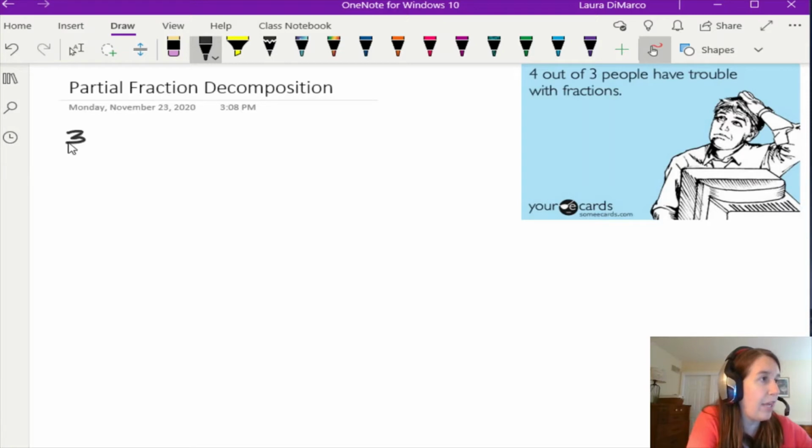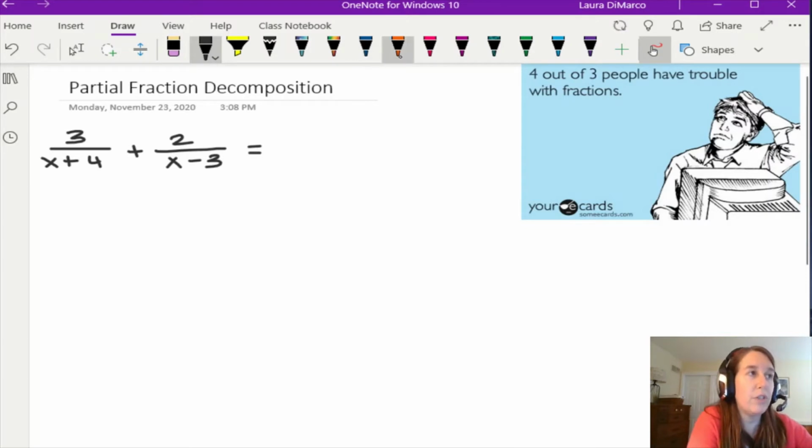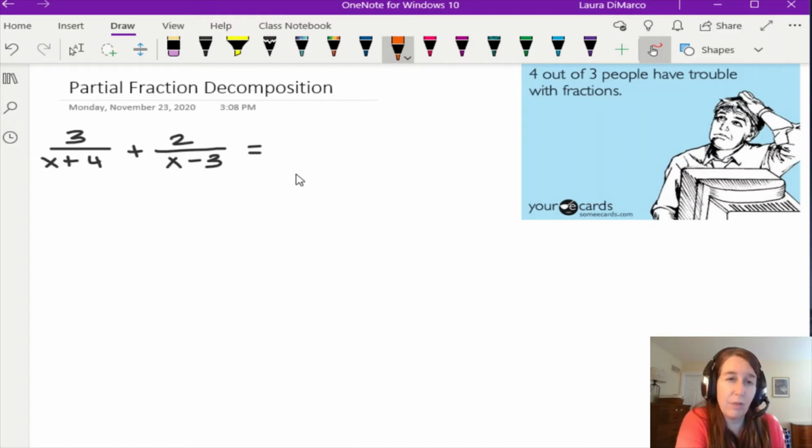So if we had 3 over x plus 4 plus 2 over x minus 3. Do you know how to simplify that by combining it, by adding the two fractions together? Okay, so if you do, maybe pause the video and try it and see if you remember exactly what to do. If you're very uncertain, then you can watch me do it.